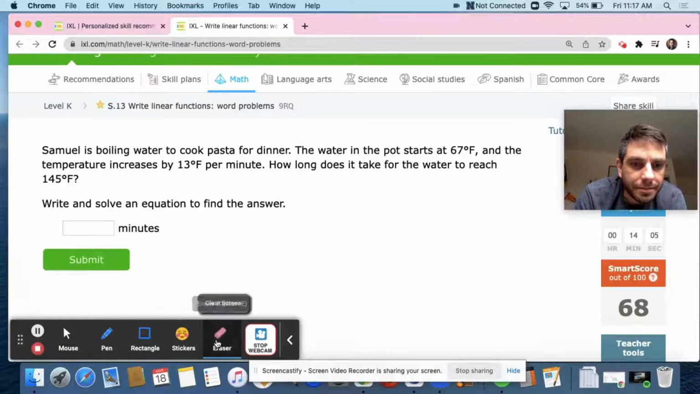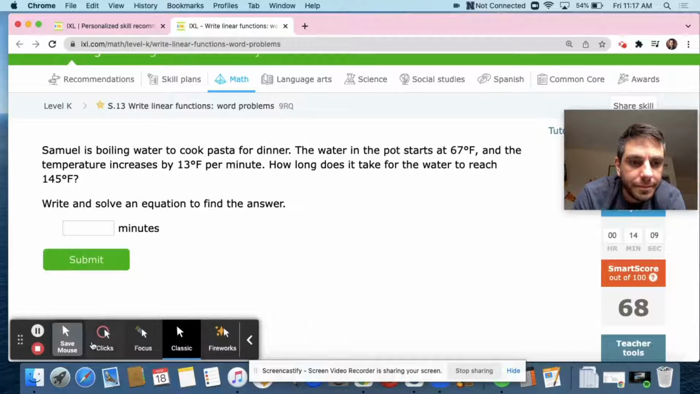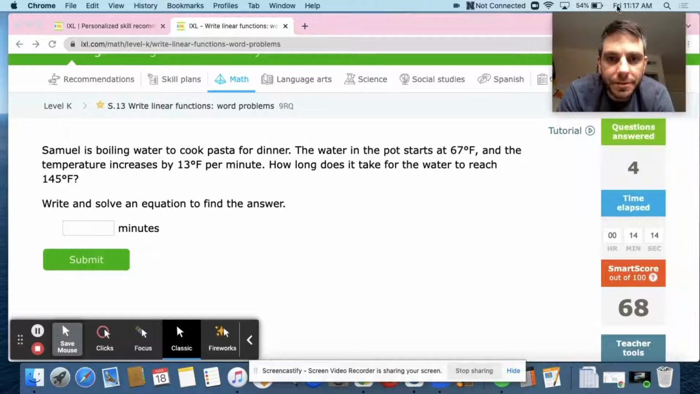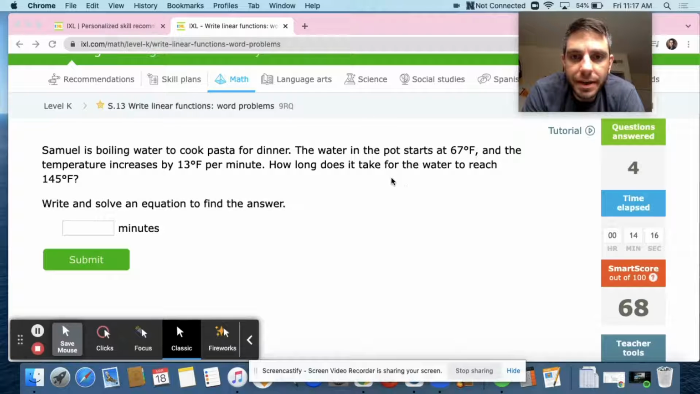This is what I want to get to. So clear screen. Okay. Samuel is boiling water to cook pasta for dinner. The water in the pot starts at 67 degrees Fahrenheit, and the temperature increases by 13 degrees Fahrenheit per minute. How long does it take for the water to reach 145 degrees Fahrenheit? Then the instructions said, write and solve an equation to find the answer. Blank minutes.